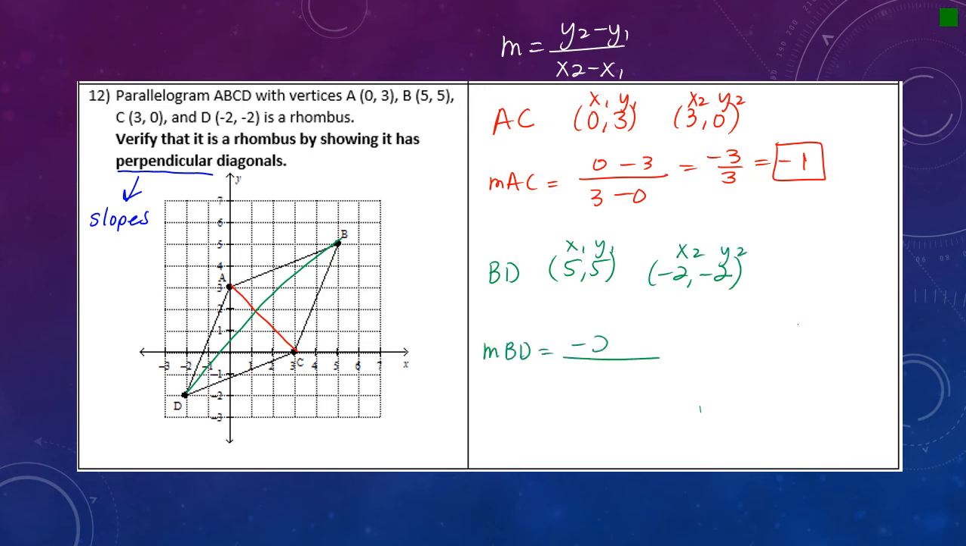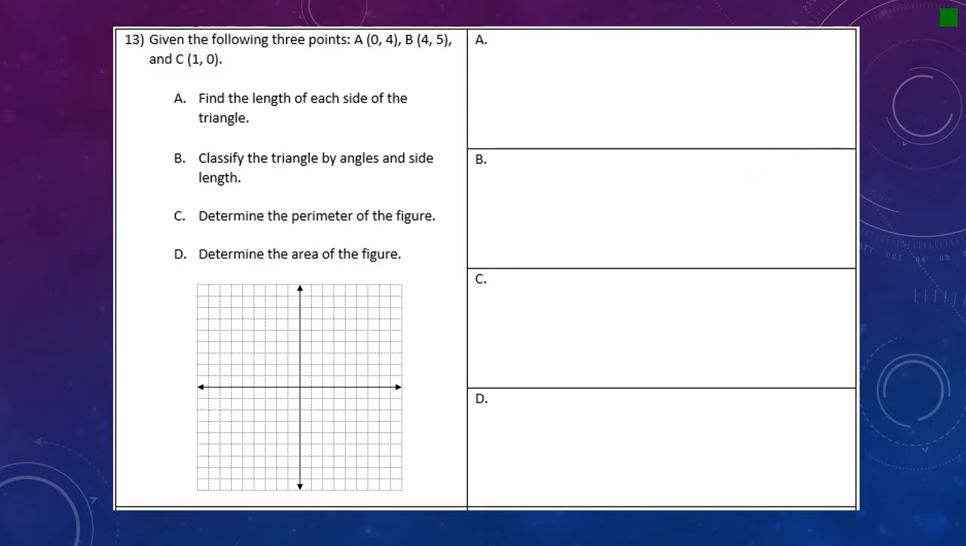And I would have -2 minus 5 over -2 minus 5. So -7 over -7, or +1. And these two slopes are opposite reciprocals of each other. So I just verified that they are perpendicular slopes. So this is a rhombus.